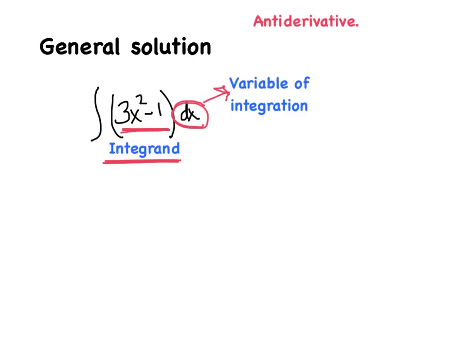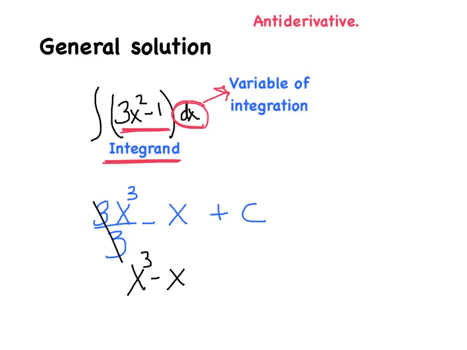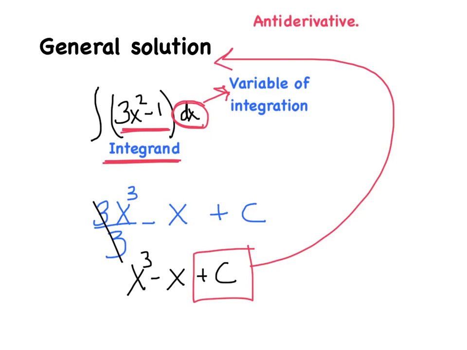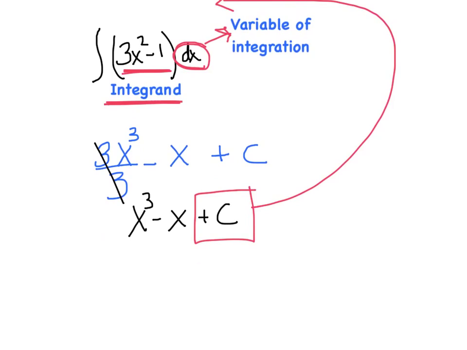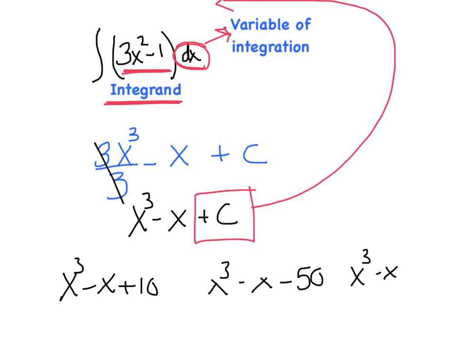Now let's go ahead and integrate that. Remember, we add 1 and divide. So this becomes x to the third divided by 3 minus x, plus c. Now these 3's can cancel, so I really just get x cubed minus x plus c. I want to be clear, this plus c is what makes this the general solution. There are an infinite amount of answers that have this antiderivative. For example, x cubed minus x plus 10, or x cubed minus x minus 50, or x cubed minus x minus pi.